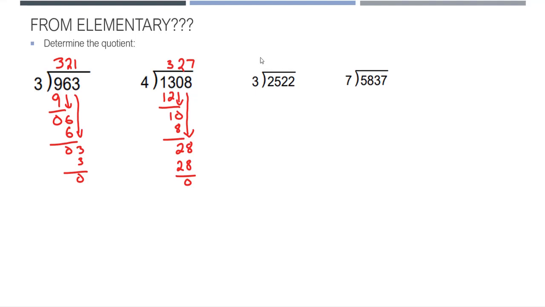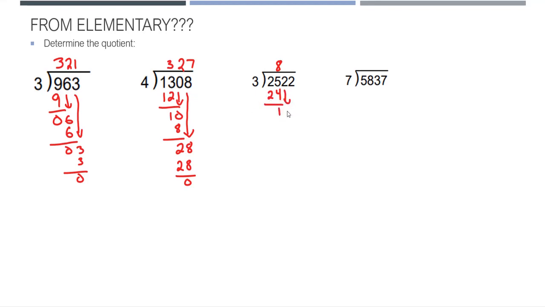Okay, let's try one last one. I'll let you do the last one on your own. So how many times does 3 fit into 2? Well, it can't. So we go to the next digit. How many times does 3 fit into 25? Well, 8 times. And 8 times 3 is 24. So 25 minus 24 is 1.